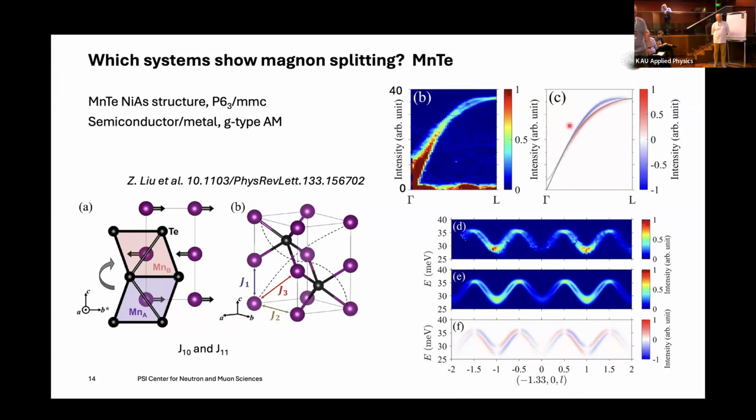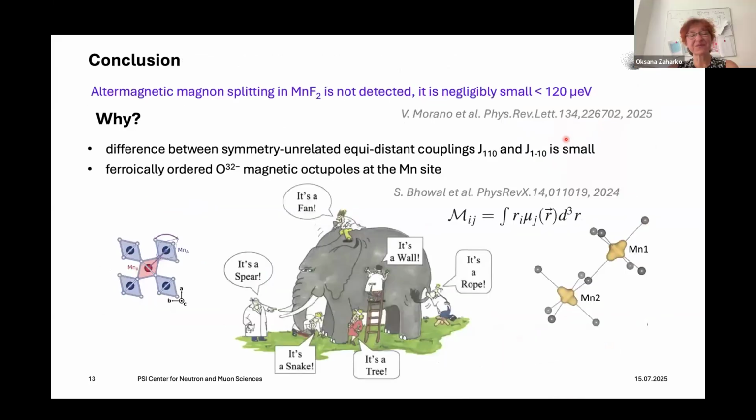Well, a question would be, why is it so small? And you already gave an indication saying that the gap in manganese difluoride probably is quite large. It's an insulator, so there are short-range interactions. My question would be: is there a theoretical estimate of this altermagnetic J in this system? Is it indeed smaller than 120 micro electron volt?